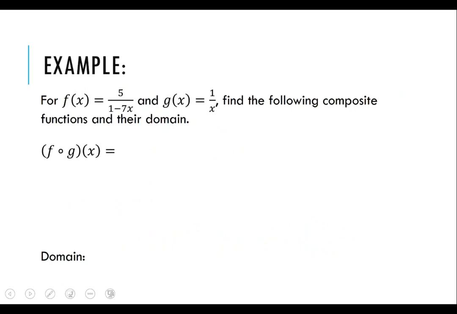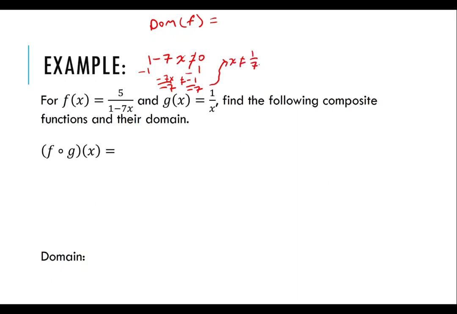So now we actually start getting domain restrictions. So, real quick, what's the domain of f? Well, the domain of f here is 1 minus 7x cannot equal 0. So then minus 1, minus 1, negative 7x cannot equal negative 1, divide by negative 7, divide by negative 7. We get that x cannot be 1/7. So the domain of the function f is everything up to 1/7, excluding, union, excluding 1/7, up to infinity.